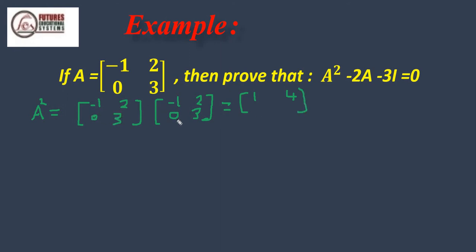The second row multiplied by the first column: 0 by negative 1 equals 0, plus 3 by 0 equals 0. Multiply the second row by the second column: 0 by 2 equals 0, 3 by 3 equals 9. That's the result of multiplying matrix A by matrix A.